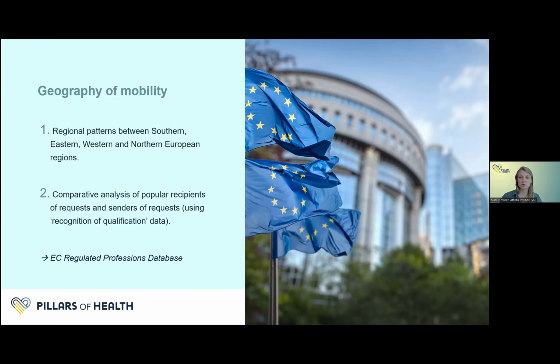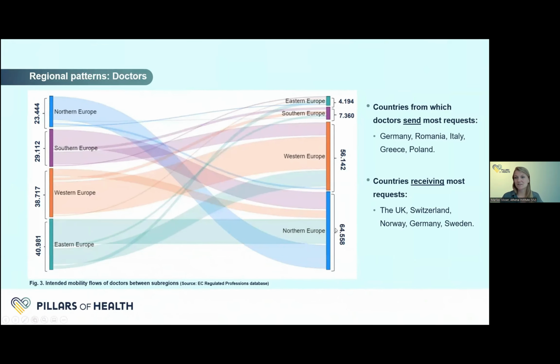For this, we used the European Commission's Regulated Professions database. And to say something about this, within this database, the indicator that is being used is recognition of qualification. And this indicator means a host country's decision on a health worker's request for recognition of qualification in that country. So this health worker may have obtained their qualification in another country in Europe and then seeks to recognize their qualification in the host country.